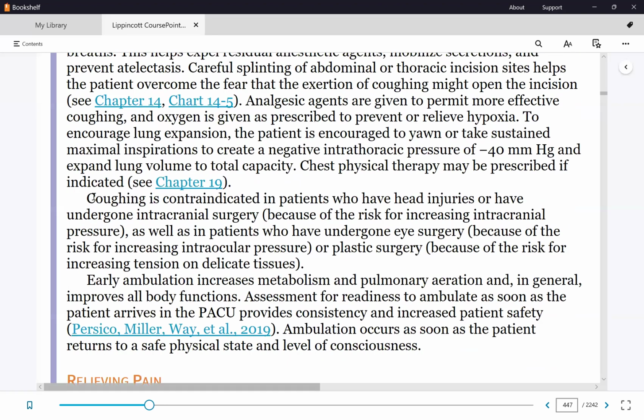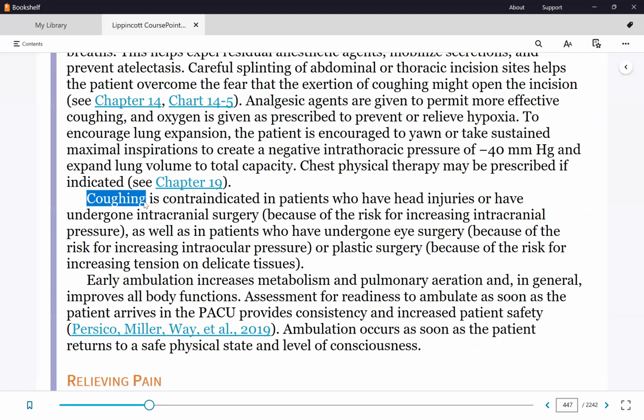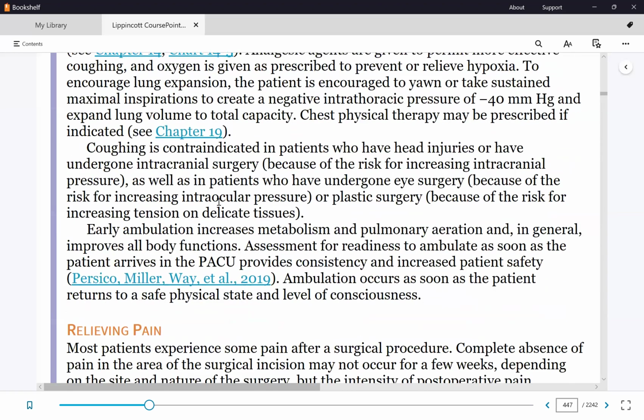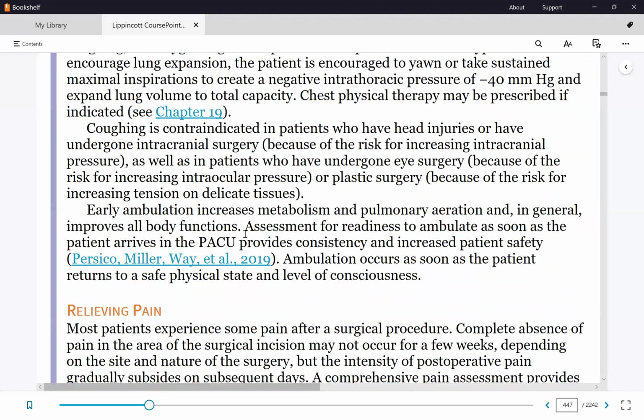Now, a contraindication for coughing are those that have undergone any cranial surgery. They actually have a no cough order or a do not cough order. Same thing, eye and brain surgeries. Take note, brain surgeries include transsphenoidal, because some surgical approaches for brain surgery is through the nose. So that's not any different.